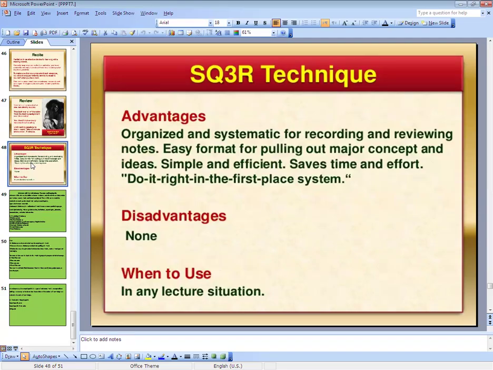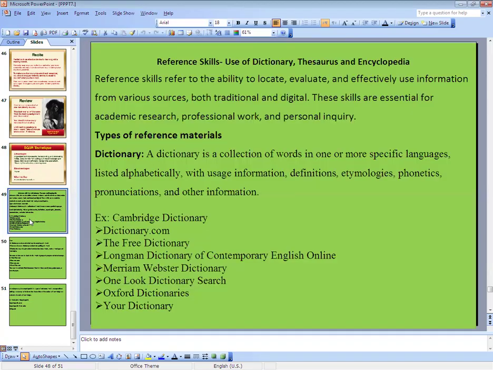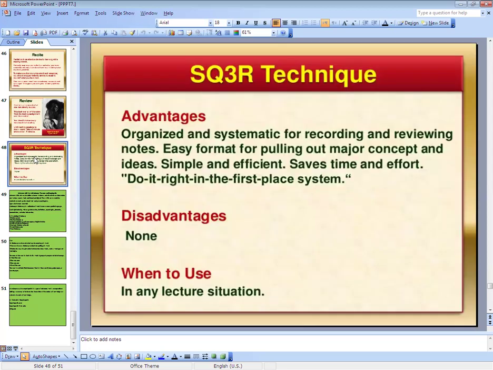Now coming to the advantages and disadvantages of it. Advantages are there, disadvantages are not there when you use the skip the yarn method. Here you are organizing your content in a systematic way, recording it, reviewing your notes. This is an easy format for pulling out the major concepts and ideas in a simple and efficient manner. It saves your time and effort. So do it right in the first place. There is no disadvantage in it.